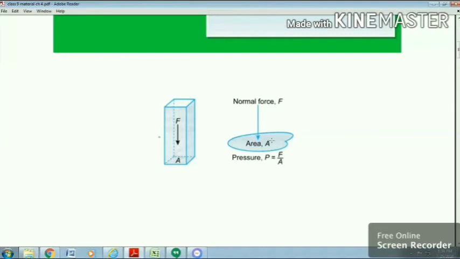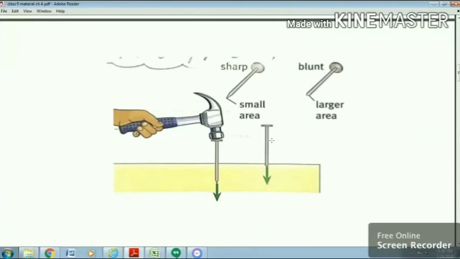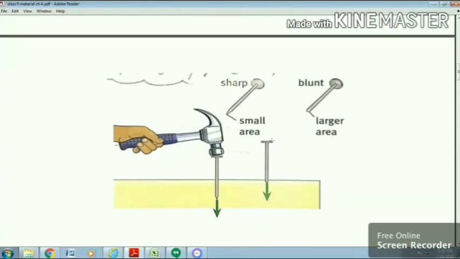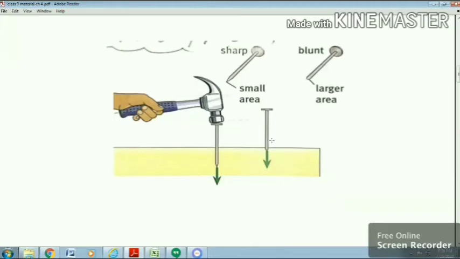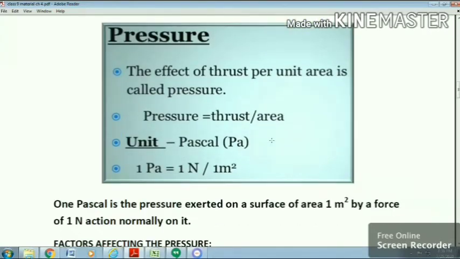Similarly, now the unit of pressure, 1 Newton by 1 meter square, which is also called 1 Pascal, given after the scientist name. 1 Pascal is the pressure exerted on a surface of area 1 meter square by the force of 1 Newton acting normally on it. So pressure is the effect of thrust per unit area.